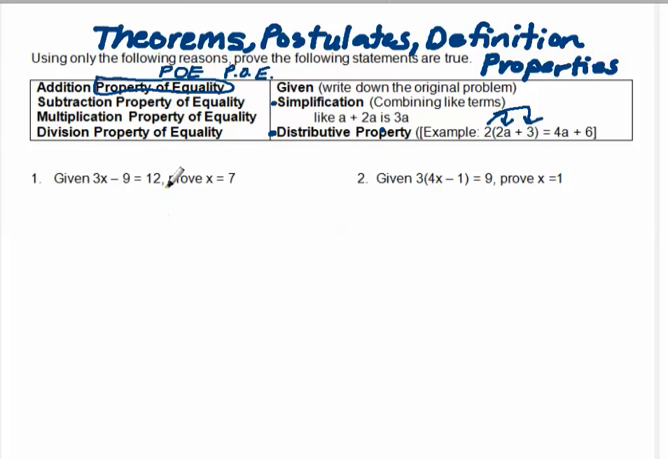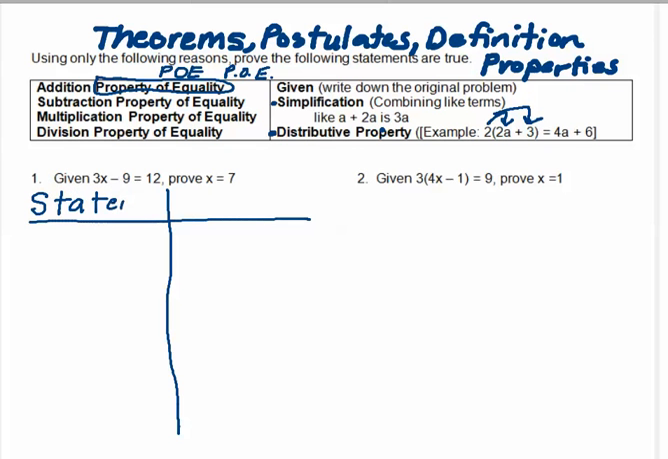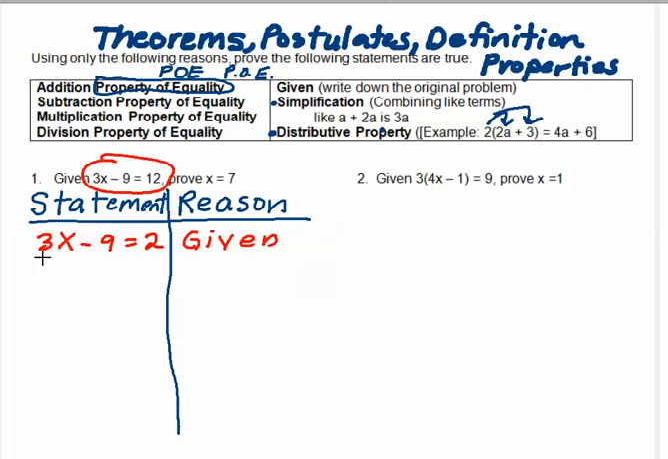But let's try one. So we're going to do, this is our request. Given 3x minus 9 equals 12, we're supposed to prove this. So I'm going to go ahead and just make a big T-chart. That's my table. And over here I'm going to write the header statement on the left side, and then reason over here on the right. Now, as I said, all I got to do for the first one is just list your given. Well, this is my given right here. I've only got one. 3x minus 9 equals 12. And so my reason is given. Yay, got a present.